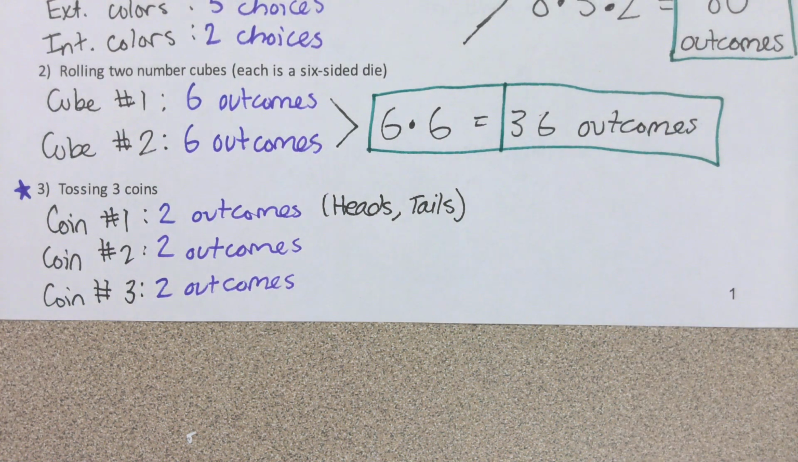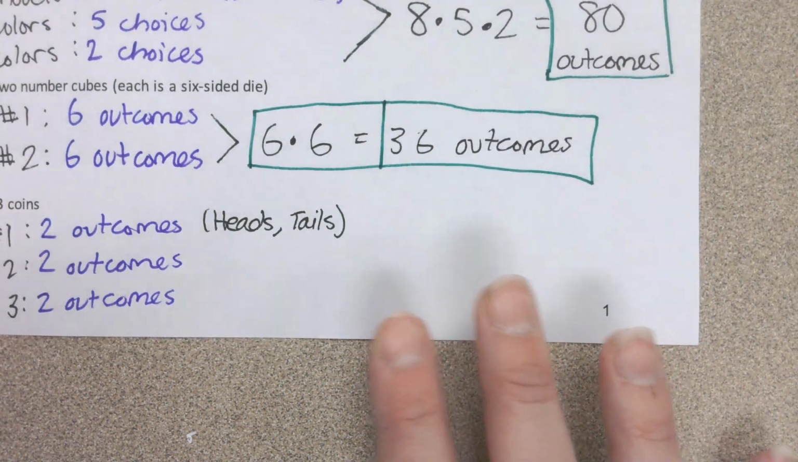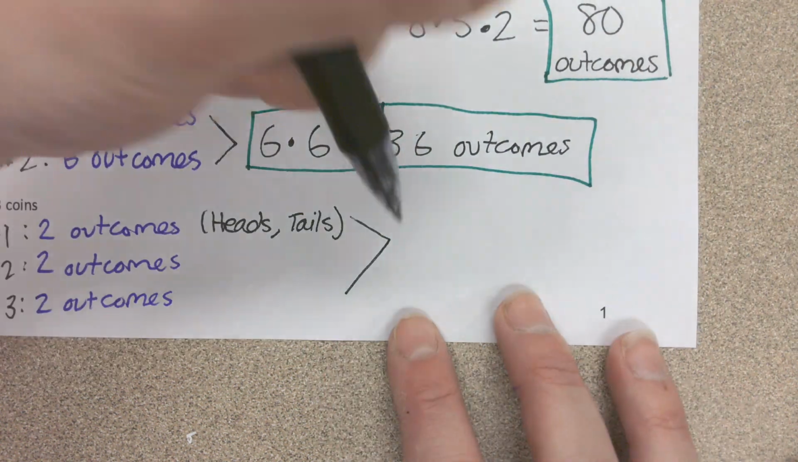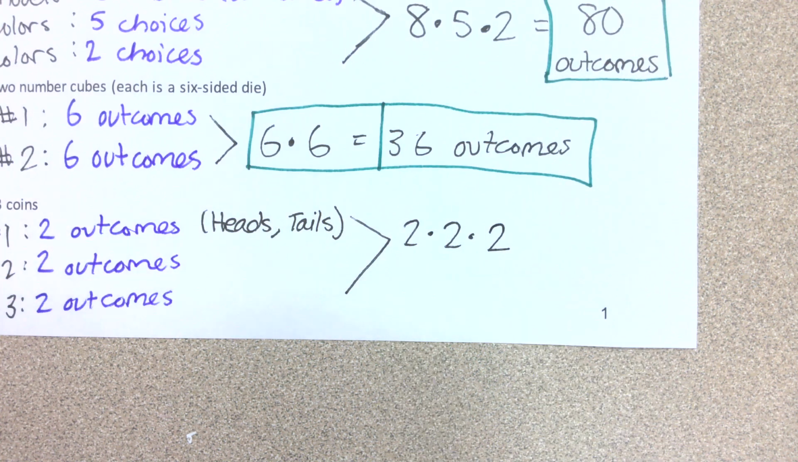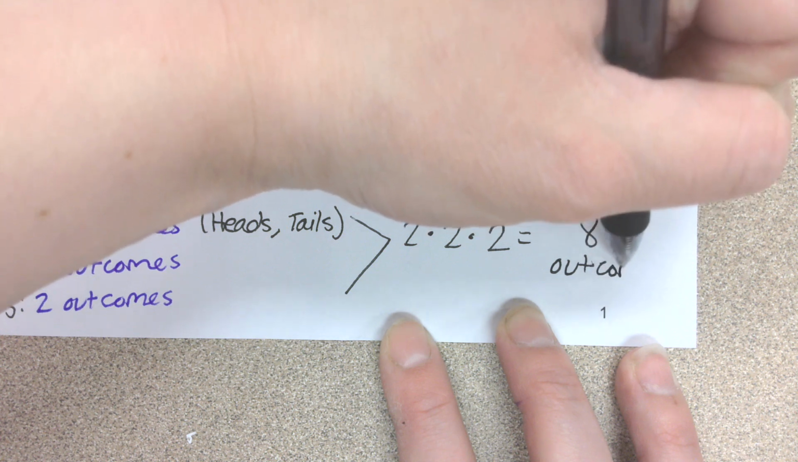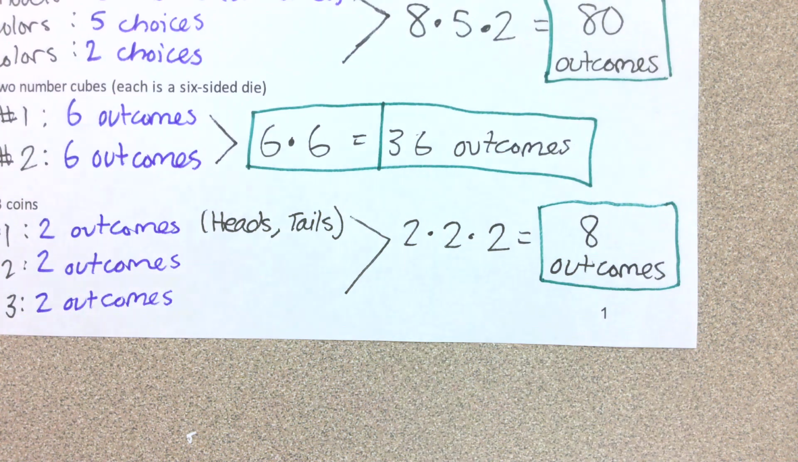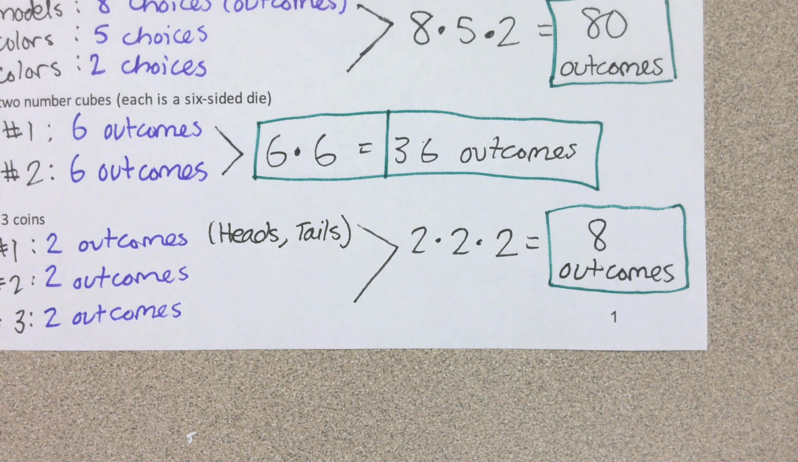Here's the big mistake that people do. There are 3 coins, 2 outcomes each, so they'll do 2 times 3 and get 6. It's 2 times itself 3 times. 2 times 2 times 2, which is 8. So do not make that mistake. I've already seen it a couple times today. 2 times 2 times 2, not 2 times 3. Different things. 8 outcomes. Questions on these first 3 before we go on to the back?